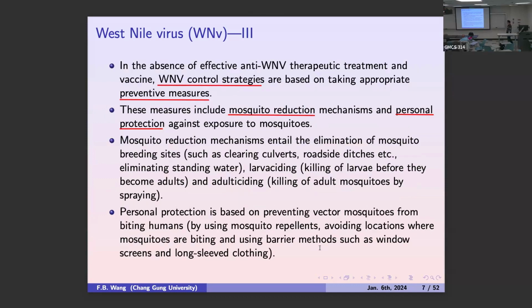So the control strategy is, of course, to reduce the mosquitoes and to protect ourselves, that is, to prevent the biting of mosquitoes. So far, we just have this strategy.